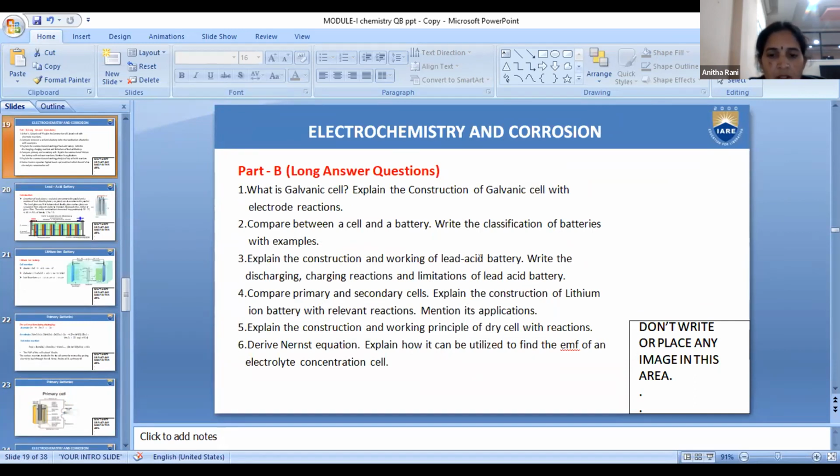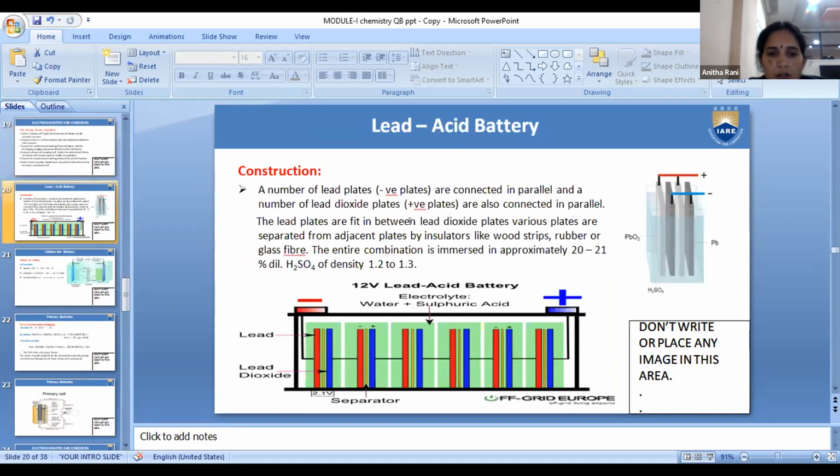Explain the construction and working of lead acid battery. So first you have to write the construction. How to write the construction? We are arranging 6 cells in series. Each cell has a lead anode, lead oxide cathode, and we are separating them with strips of wood. Like that we are taking 6 cells, arranged in series, and we are dipping them in the electrolyte, dilute H2SO4.